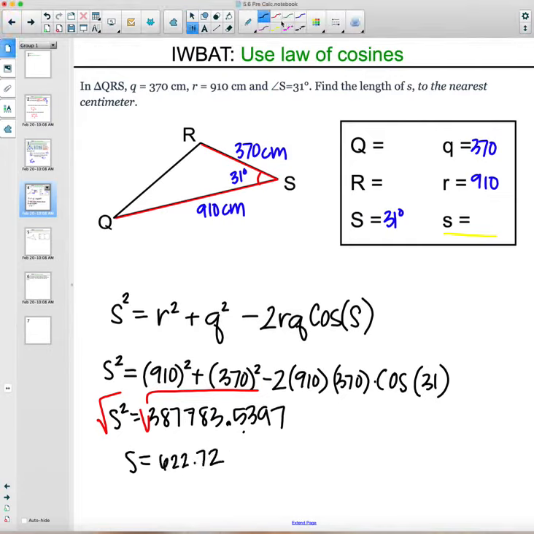And then make sure you look at what the question wants. So this question wanted our answer to the nearest centimeter, so to the nearest whole number. So then we would say S equals 623 centimeters for side S. And so that would be this one. And that's what they actually wanted, was just for us to solve for S.